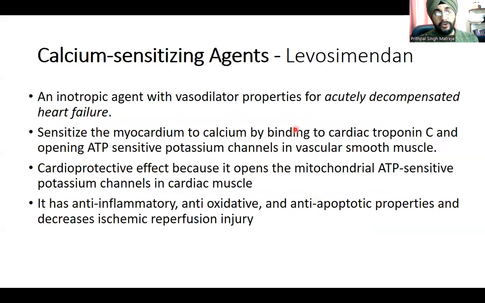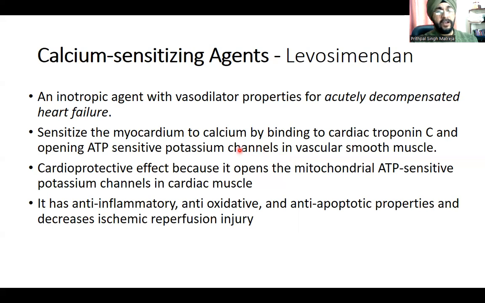We have another group of drug that is the calcium sensitizing agent levosimendan. Now, this particular drug is an inotropic agent which has vasodilator properties, and this is specifically used in cases of acutely decompensated heart failure. What it does is it sensitizes the myocardium to calcium, and this it does by binding to the cardiac troponin C and opening of ATP sensitive potassium channels in vascular smooth muscles.